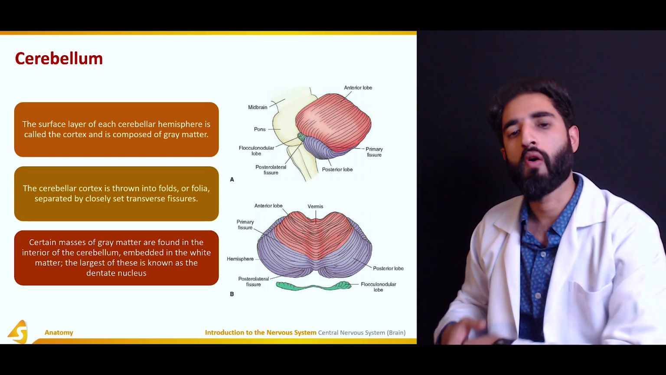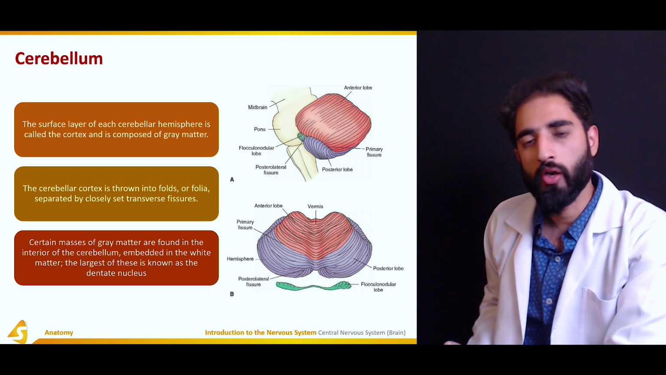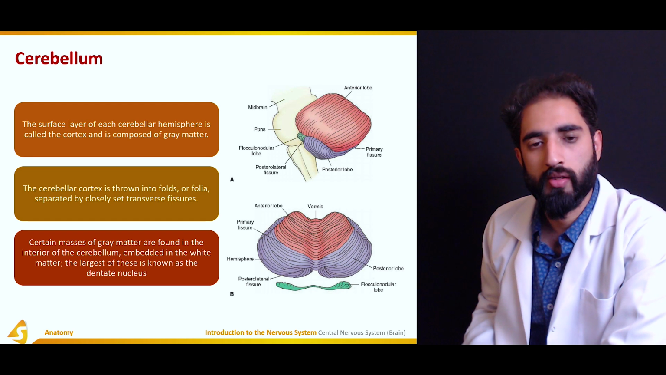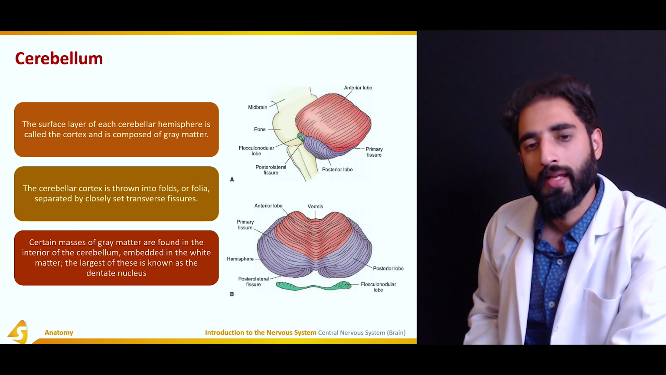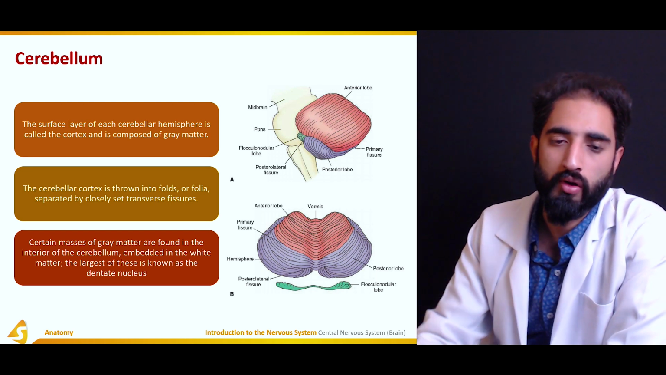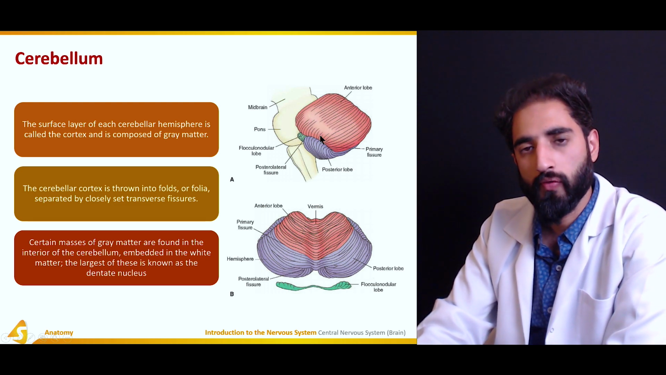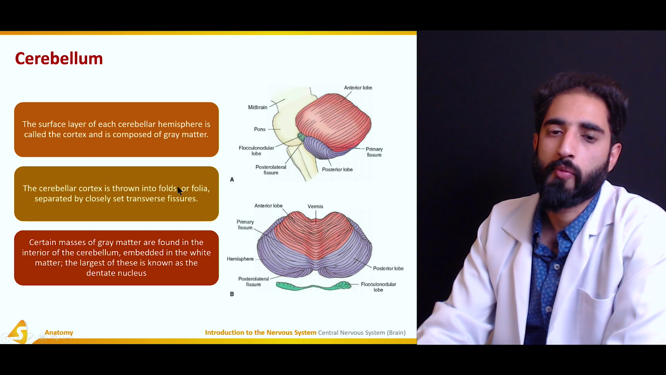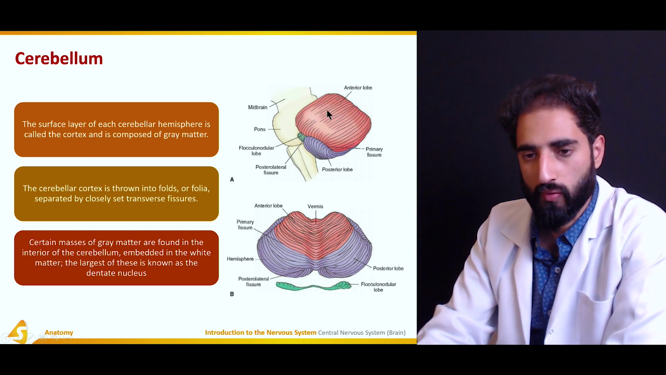The surface layer of each cerebellar hemisphere is called the cortex, similar to the cerebrum, in which we call it the cerebral cortex, and here we call it the cerebellar cortex. And it is composed of gray matter, similar to the cerebral cortex as well. Now, the cerebellar cortex is thrown into numerous folds or folia, separated by closely set transverse fissures, as we can see in this picture very clearly.